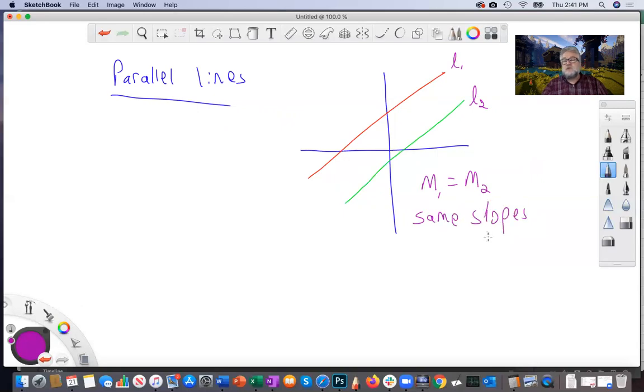This is always the case. Parallel lines have the same slope. But if I write this in slope-intercept form, here's my y-intercept for line 1. Looks like a positive number. Here's my y-intercept for line 2. Looks like a negative number. So they have the same slope, but different y-intercepts.